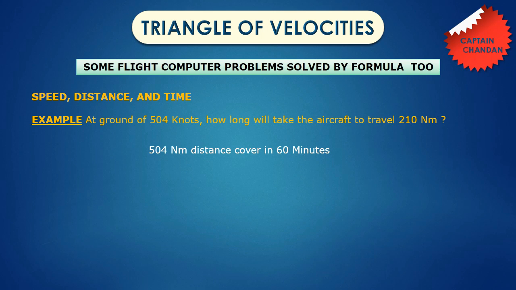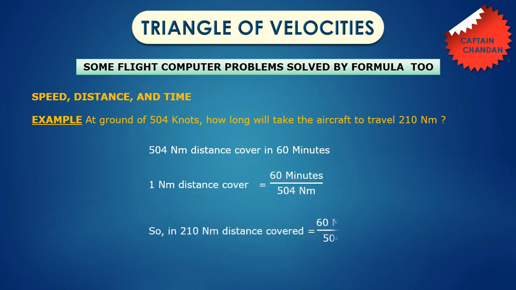So in 1 nautical mile, the time taken will be 60 divided by 504 minutes. So for 210 nautical miles, if you solve that, it will be 25 minutes. We'll see some other example.